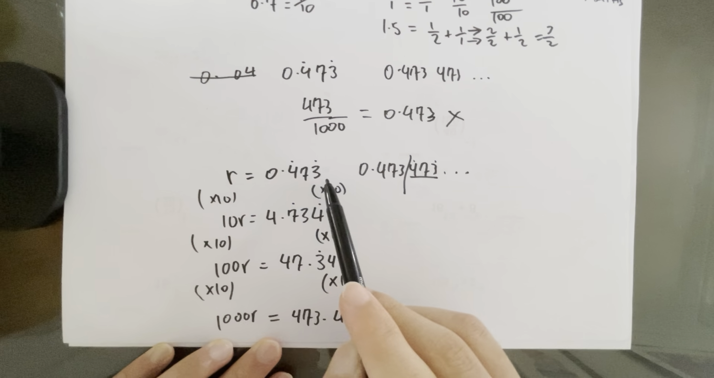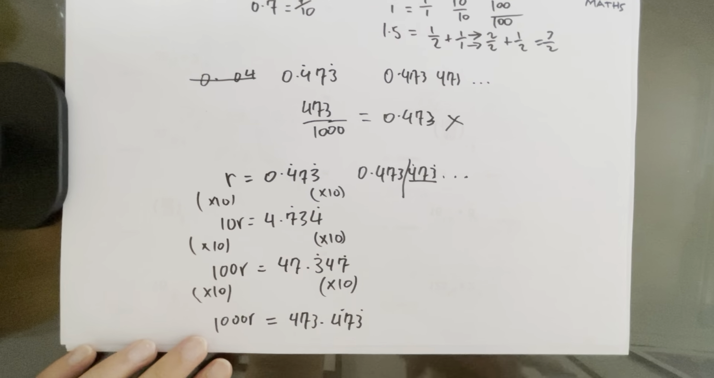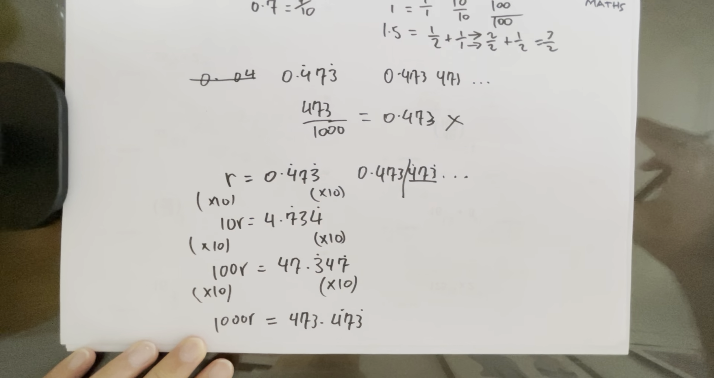So 473 is the digits that keep on recurring, right? So we have all the recurring digits on the positive side. It's not a decimal anymore. It's over 1. It's larger than 1. Now this is when we start to use a bit of maths. It's kind of like cheating the system.